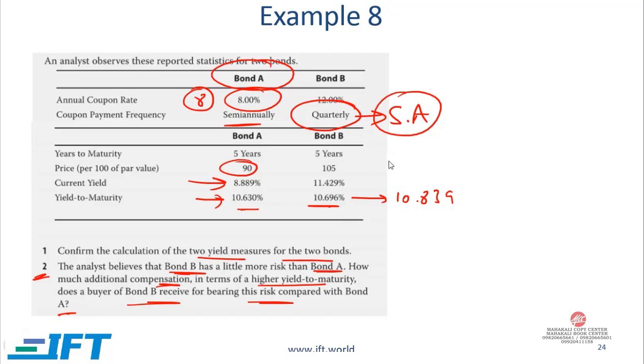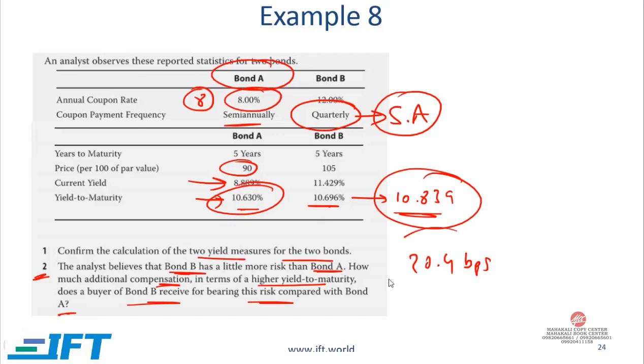And when you do that, on a semi-annual basis, the yield is a little bit higher. It is 10.839. This number now can be compared with 10.630. You find the difference and what you get is 20.4 basis points. So that is the compensation for taking additional risk.